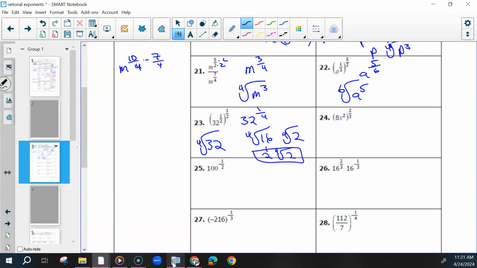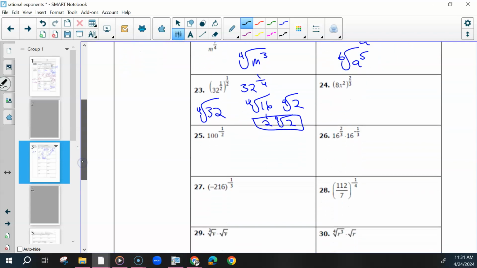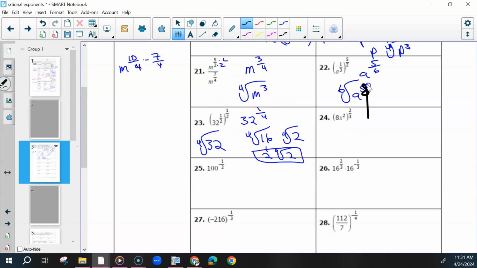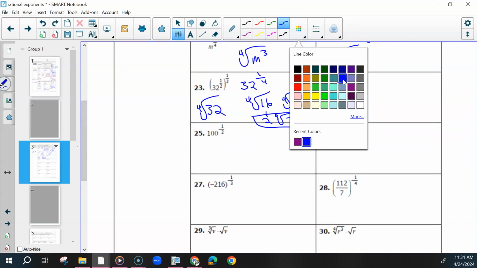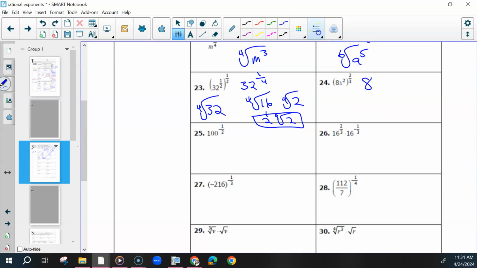Let's try 24. So multiply your exponents. Each thing gets multiplied. Work on it again. So 8 to the 2/3 and x squared. If you multiply them, what would that new exponent be? 4 over 3. Wait, what are we multiplying them with again? 2/3 and 2.